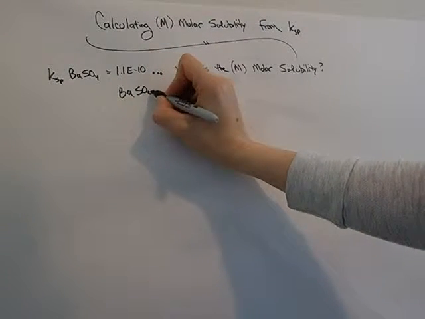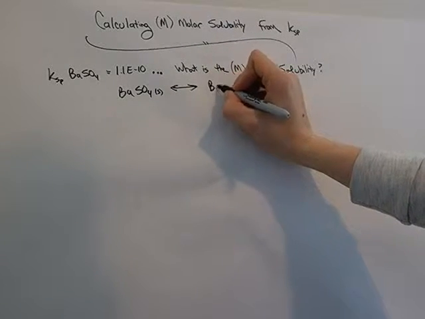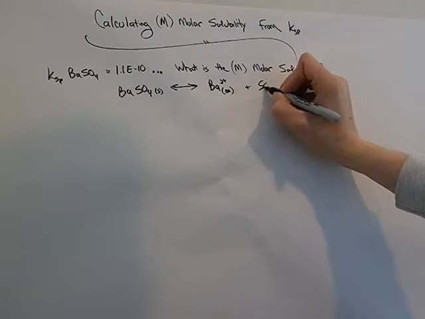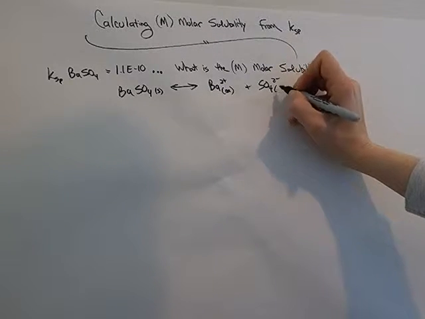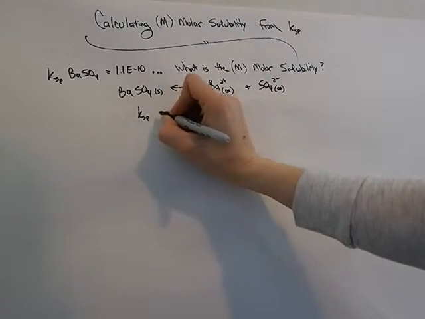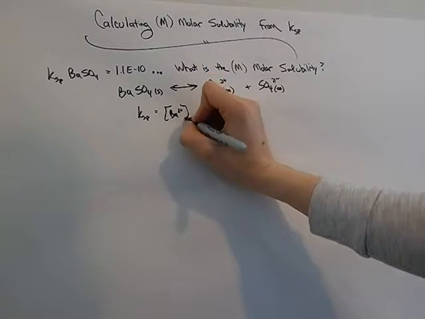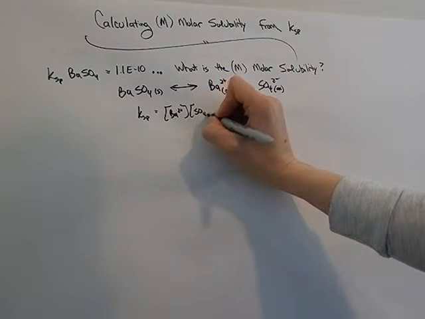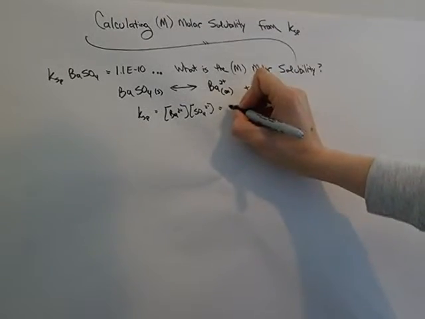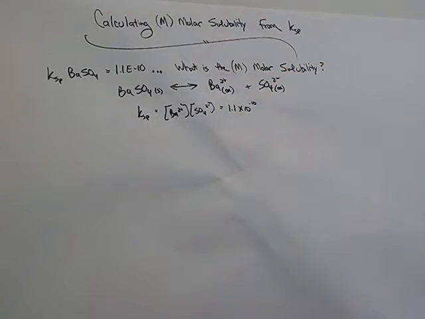Again, I always start off with the equilibrium expression. So I'm going to write down solid barium sulfate dissociating into soluble barium and sulfate ions, and write down the KSP expression. And that's going to equal 1.1 times 10 to the negative 10th.